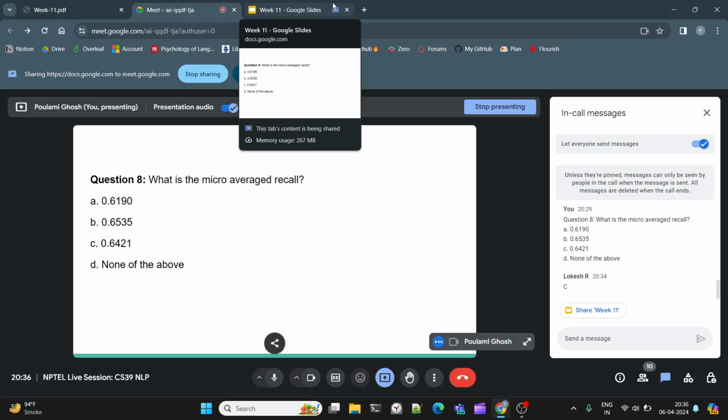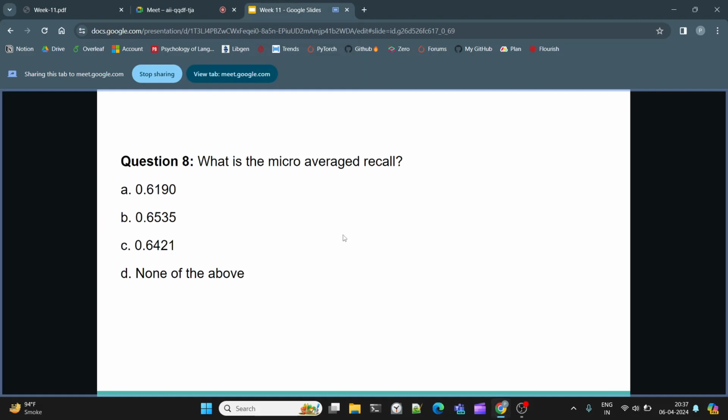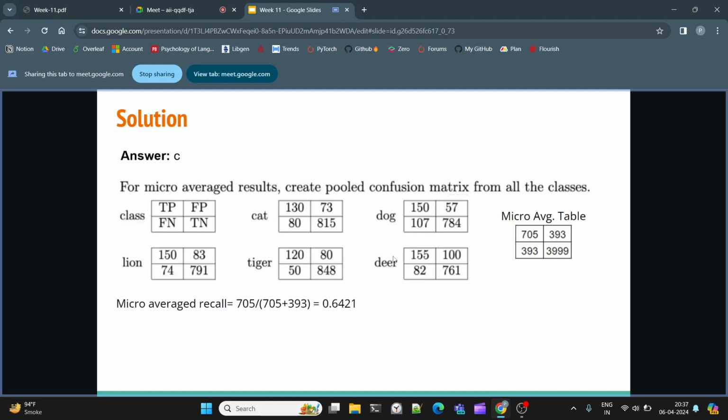Okay. So, the aggregation of all the classes. It's a very similar problem, it would be the same thing. Here this value and this value are the same, right? So we'll get the same value as the precision. It would be again 705 divided by 705 plus 393, the column, and that would give you 0.6421. So that is the macro averaged recall. For precision, it was 705 divided by the row.